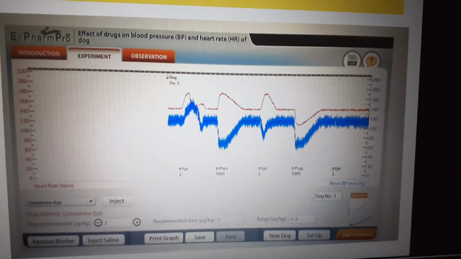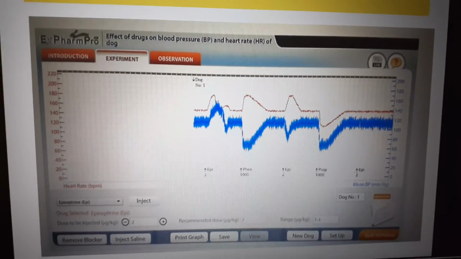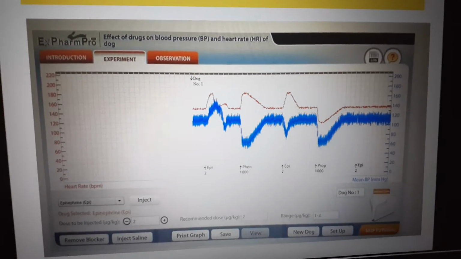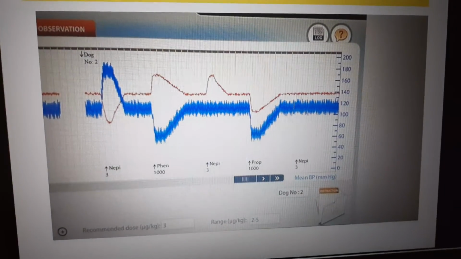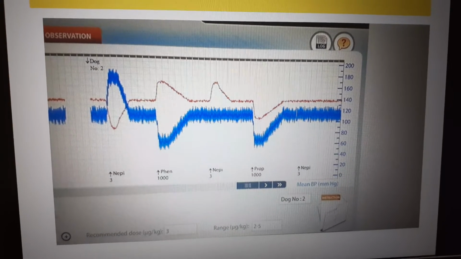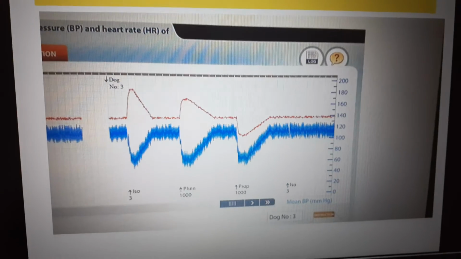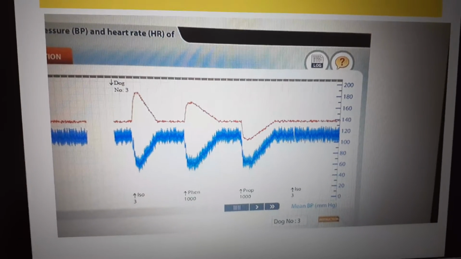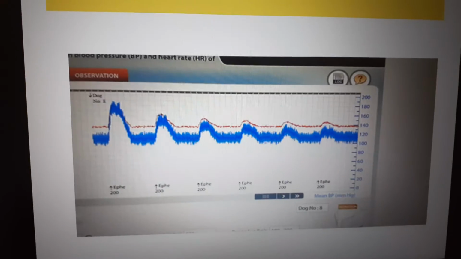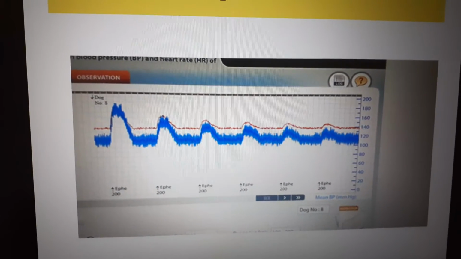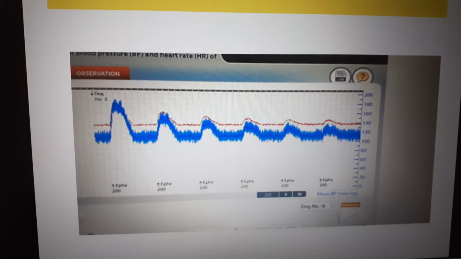In the first graph, first curve, you can see the effect of epinephrine followed by phentolamine, followed by epinephrine, followed by propranolol, that is beta blocker, followed by epinephrine. In the second, you can see effect of norepinephrine followed by phentolamine, followed by norepinephrine, followed by propranolol, followed by norepinephrine. In the third case, you can see the effect of isoprenaline followed by phentolamine, followed by propranolol, followed by isoprenaline. This is the effect of tachyphylaxis when the responses are decreasing because of rapid administration of the same drug.